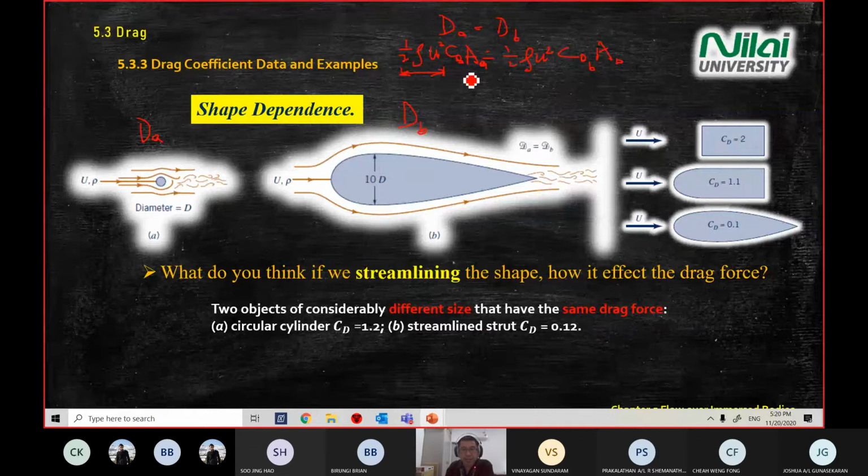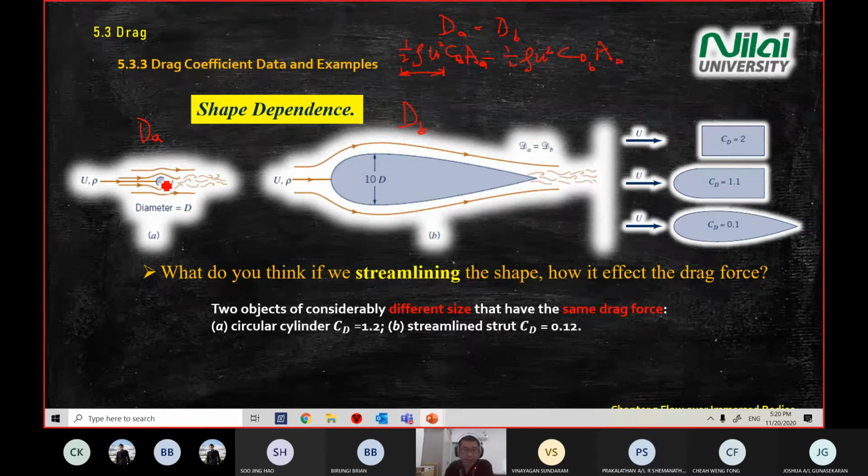Okay, so this, yeah. Sir, yes. It is the CD same when the shape is different? You mean this one, CD? Yeah. Okay, so this is just to explain what happened if we apply the drag equation. Yes, of course, when we change the shape, the CD will drop.